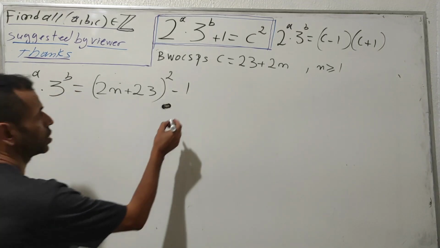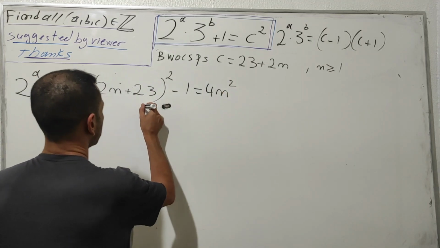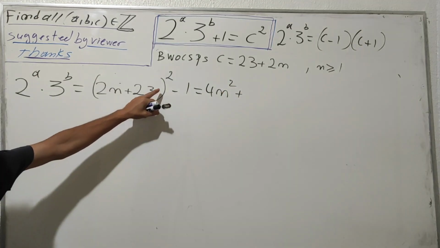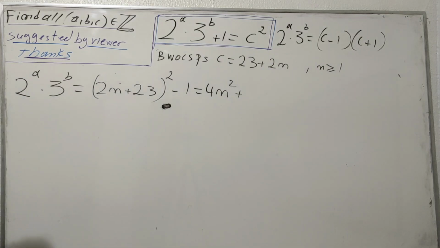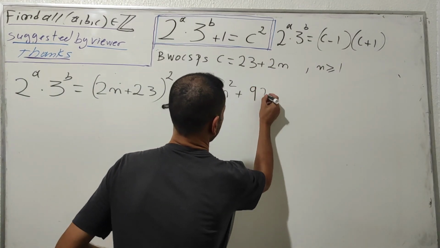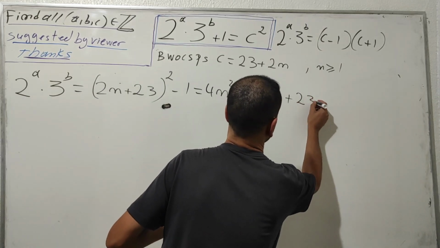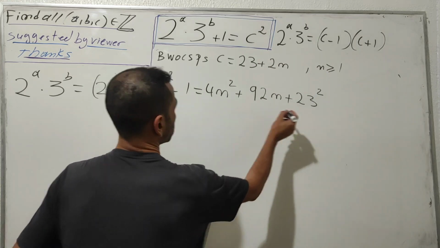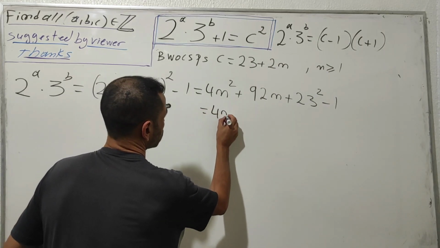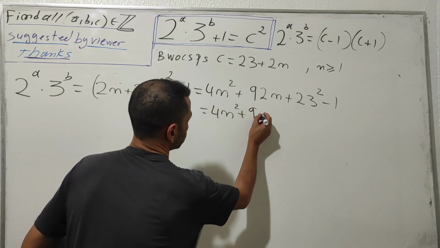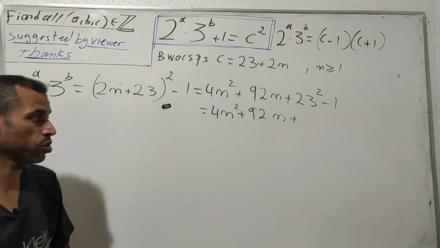I'm going to distribute this out. I get 4n squared. 4 multiplied by this one is going to give us 92n, plus 23 squared minus 1. So this is going to give us 4n squared plus 92n plus 23 squared minus 1, which is 440.